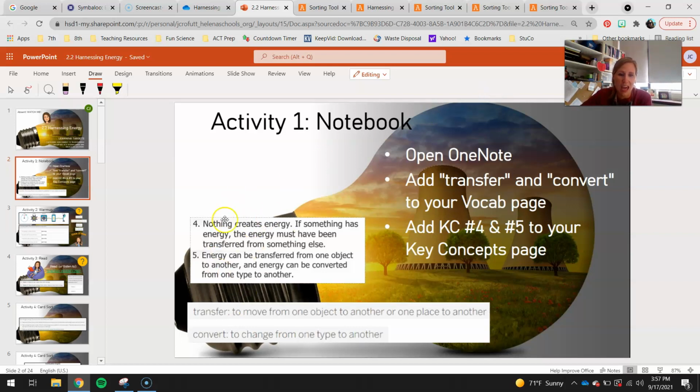So go ahead and again add 4 and 5 to your key concepts. It's the last 2 key concepts for this unit. And transfer and convert go into your vocab. And again, those are the last 2 vocab words for this unit.